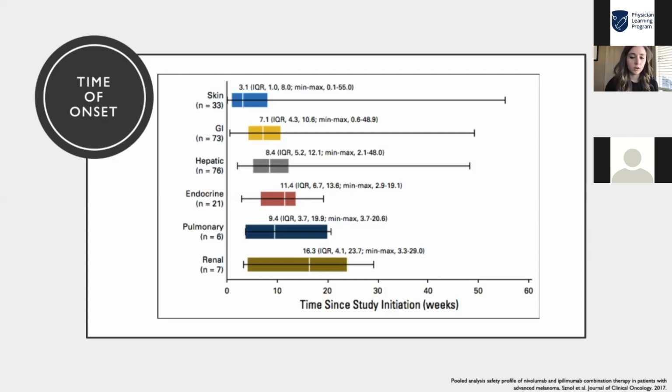So this was figure 3 from their paper, and it outlines the time to onset of these grade 3 or 4 adverse reactions. The colored boxes here represent the interquartile range. The center vertical line represents the median time, and the outer vertical line represents the range. So median time to onset of these high-grade adverse reactions was 3 weeks for skin and up to 16 weeks for our renal systems.